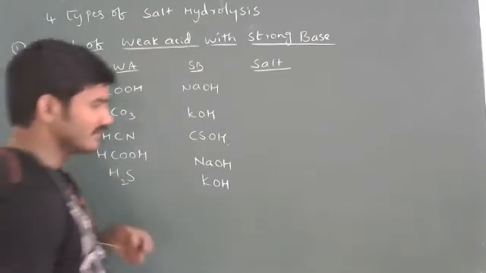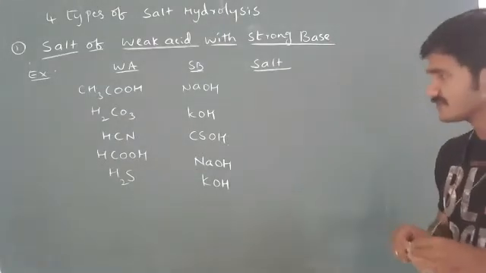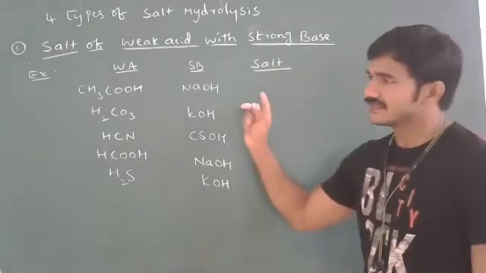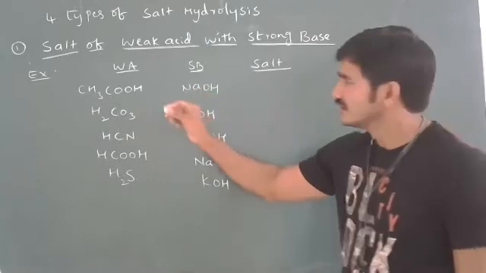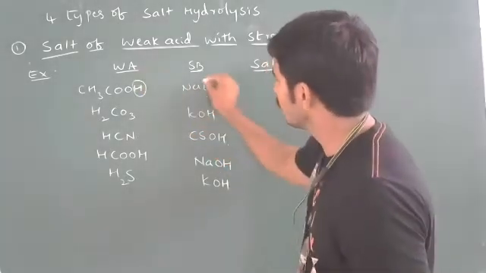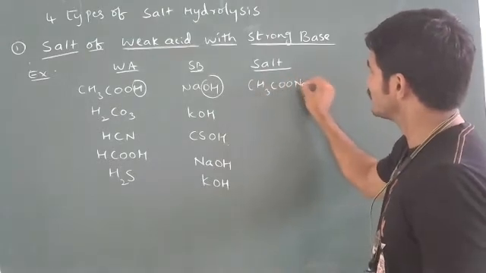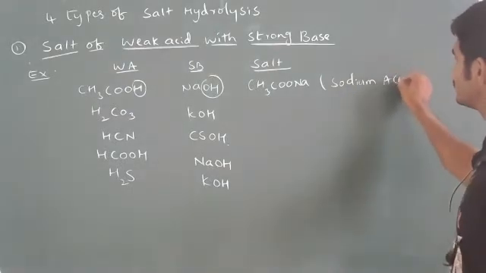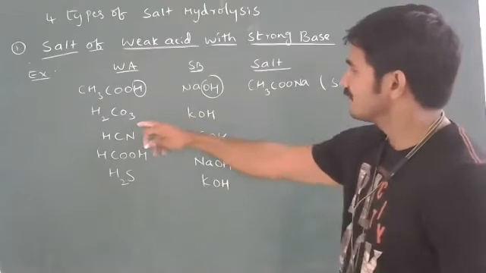Okay. Now we have to prepare a salt from this weak acid and strong base. So how to prepare a salt? When acid and base are mixed together, they form salt by removal of water. So here we eliminate one H and OH. So what is the salt here? CH3COONa. This is called sodium acetate.